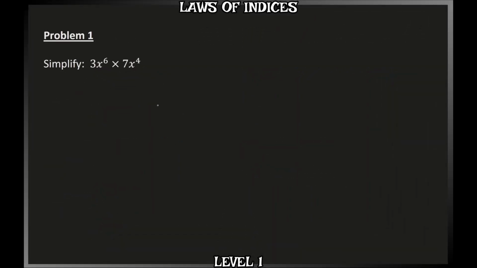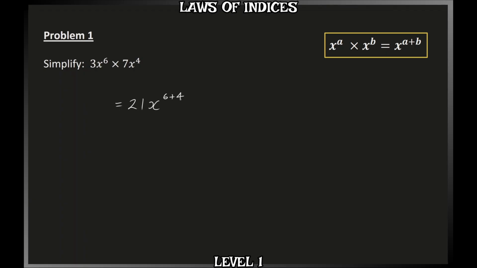In problem 1, we're simplifying 3x to the power of 6 multiplied by 7x to the power of 4. Because we're multiplying indices together here, we're going to use this law, which tells us that when we multiply indices together, we add the powers. Starting with 3 times 7, we have 21, and then x to the power of 6 multiplied by x to the power of 4 becomes x to the power of 6 plus 4, using our law. Since 6 plus 4 is 10, we have our final answer for problem 1, which is 21x to the power of 10.